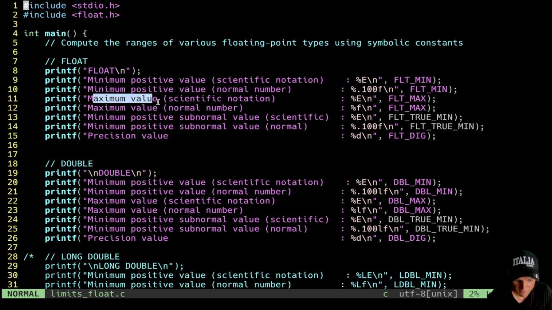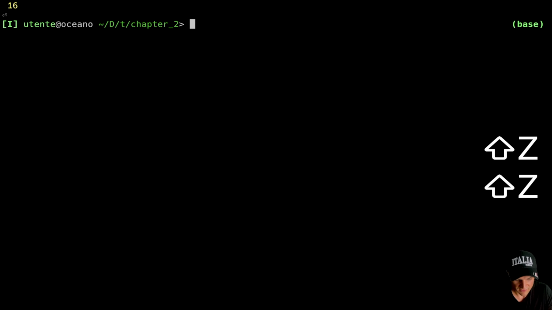Here as well, I have a maximum value in scientific notation, as you can see from this e, and the symbolic constant is FLT_MAX. Here I have something peculiar, which is FLT_TRUE_MIN. I will explain this to you later. It is very specific to the way real numbers are stored in memory. And here we have a symbolic constant specific to real numbers, because it tells us the precision, how much precision we can expect from this specific data type. Let's launch this and watch the output.